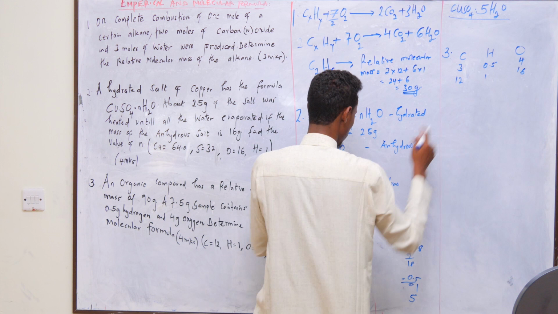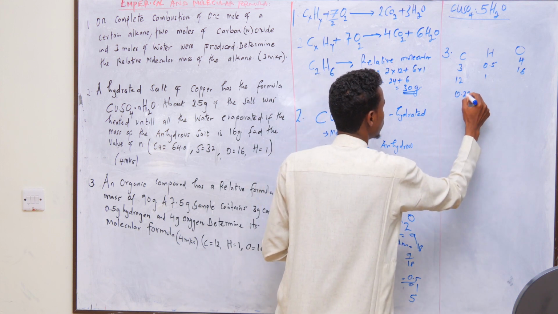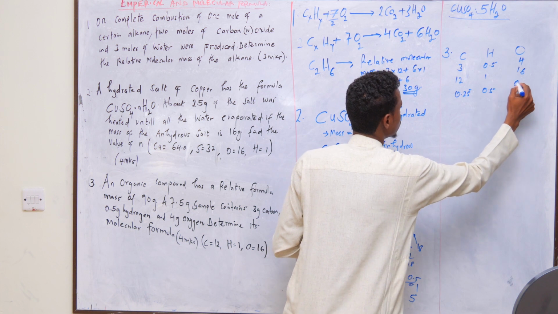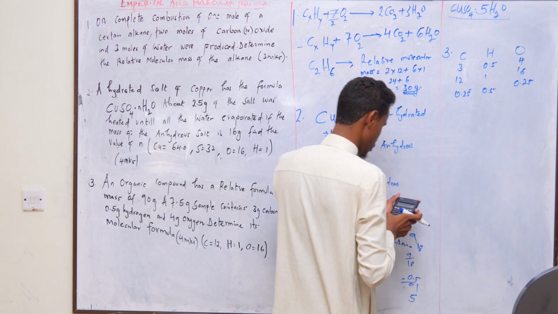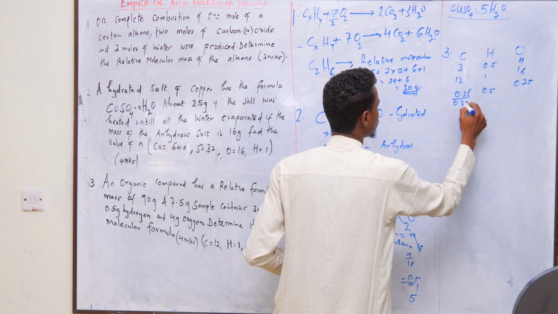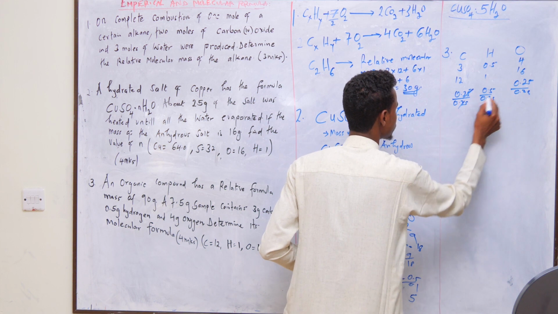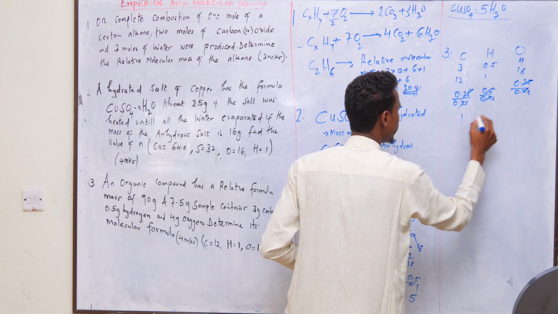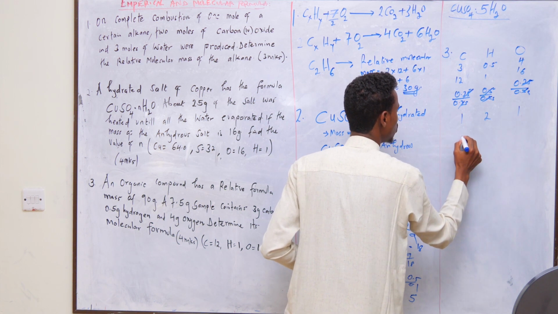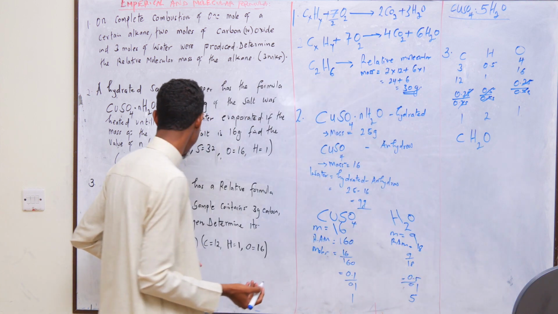Now it will be 3 divided by 12, 0.25. Hydrogen 0.5 divided by 1, 0.5. 4 divided by 16, 0.25. The smallest one is 0.25, so dividing: 0.25, 0.5, 0.25, which gives the ratio 1, 2, 1. Now it will be CH2O. Is that the end?